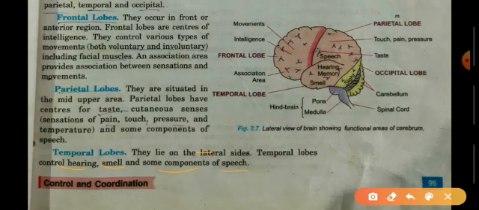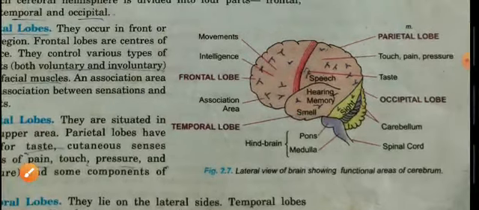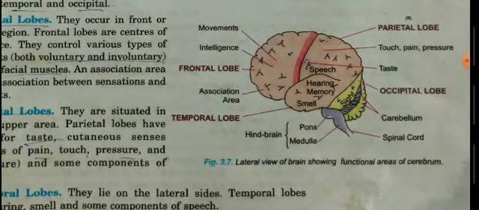The fourth lobe is the occipital lobe, which is situated in the undermost part of the cerebrum. It is responsible for reasoning and emotion. It is also the site of memory.